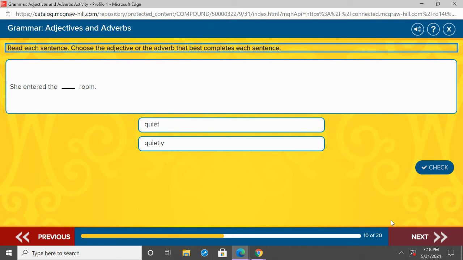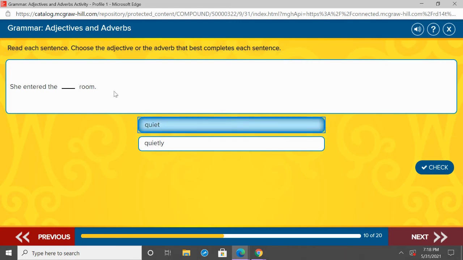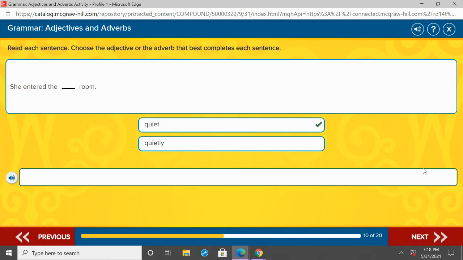Next one, she entered the blank room. The quiet or the quietly room. I want you guys to take your finger, don't actually touch your screen, but get as close as you can and point to which one you think. If you need to pause me while you think, please do so. All right, you should have picked she entered the quiet room. Quiet is describing room, and that's an adjective. We're describing room, which is a noun.